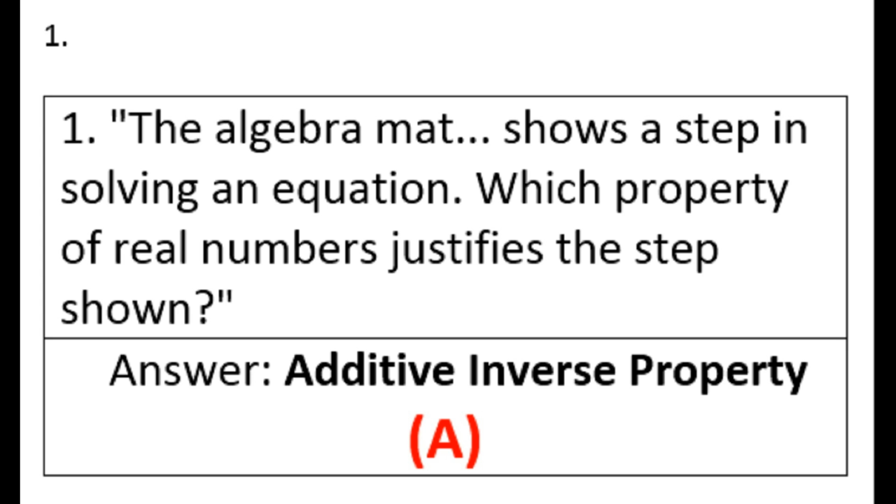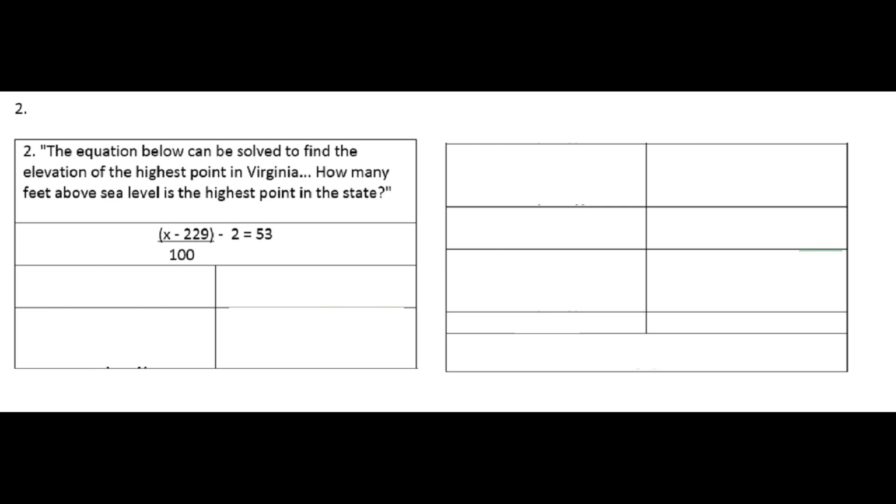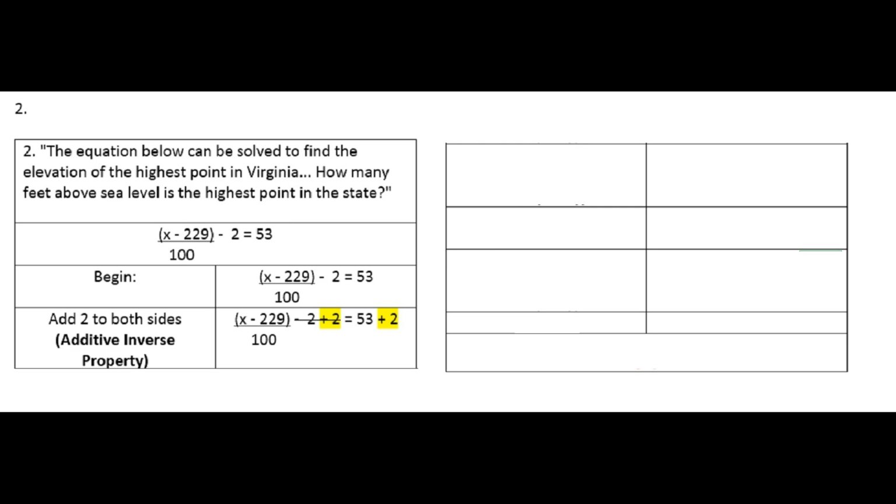All right, so here's the second problem. And the question says the equation below can be solved to find the elevation of the highest point in Virginia. And the equation itself is the quantity x minus 229 divided by 100 minus 2 equals 53. What do we do first? Add 2 to both sides. Again, that's the additive inverse property, what we just did.